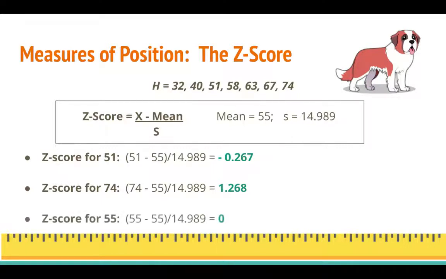Next, we're going to do the z-score for a mean. If we had 55 in our data set, we could find its z-score. The z-score is 55 minus 55. Well, whenever you've got the mean, its z-score will always be 0 because we're looking at the distance compared to a standard deviation from the mean. So 55 minus 55 gives me a z-score of 0.